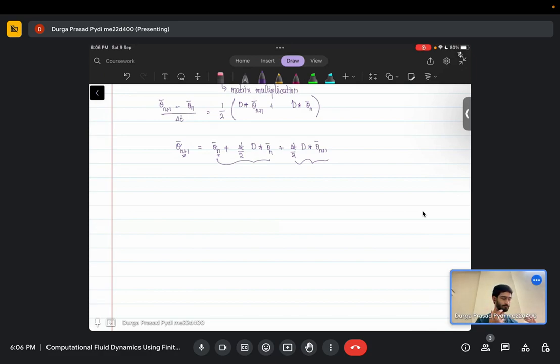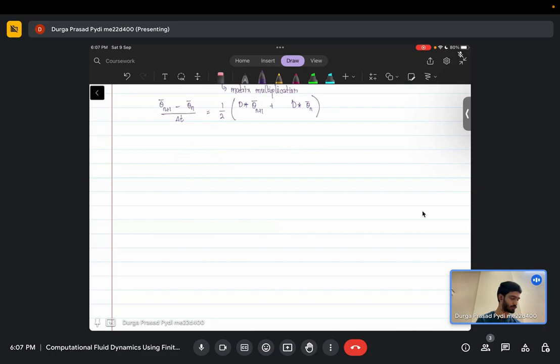So the only difference is this: whatever we discussed previously for Newton-Raphson, we write a new function g which is a function of theta bar n plus 1. We might not have to write it in this way, so we will take the original equation itself.